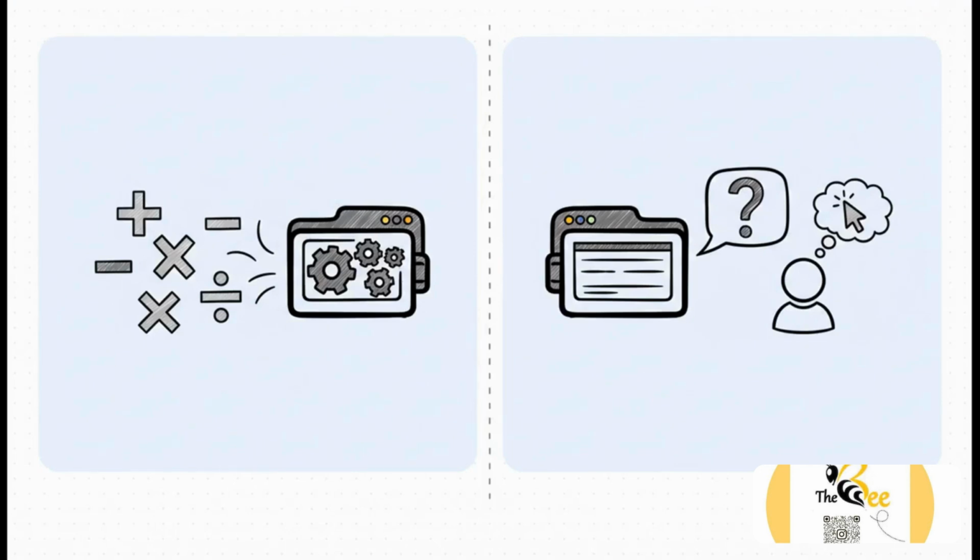So for this part, we need to know about 2 new types of blocks. First, you have operator blocks. Think of these as your math and logic tools. They're for adding things up or comparing stuff. Then you have sensing blocks. These are kind of like the program's eyes and ears. They let the program ask you a question and then actually listen for your answer.